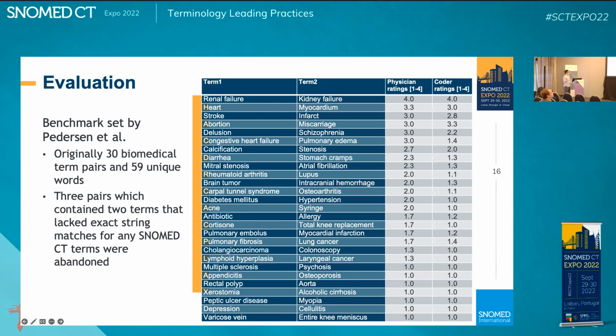1 being unrelated and 4 being synonymous. But among 59 unique words, there were 2 words that lacked exact string matches for any SNOMED CT terms. So 3 pairs which contained those 2 terms were abandoned for the final evaluation.